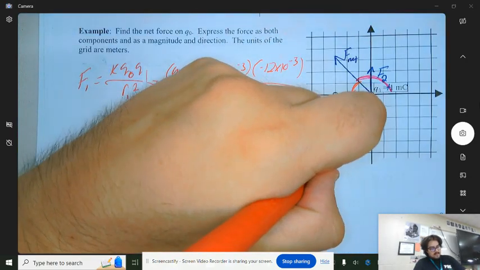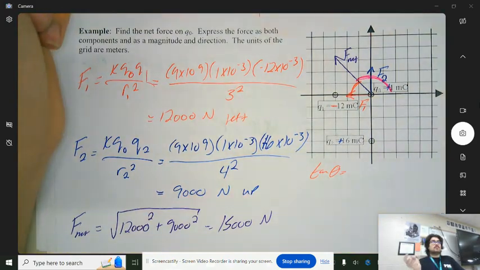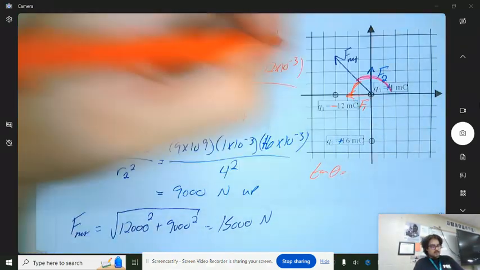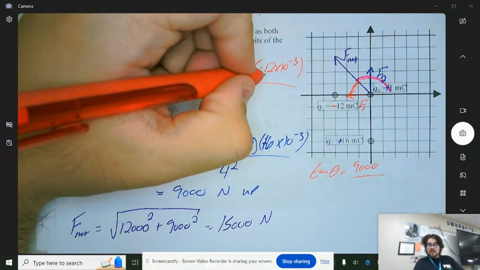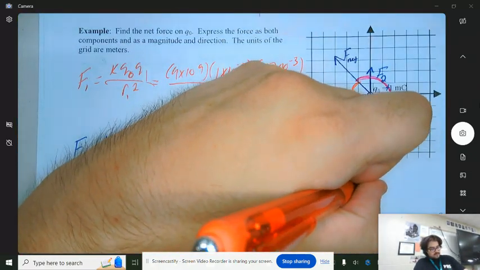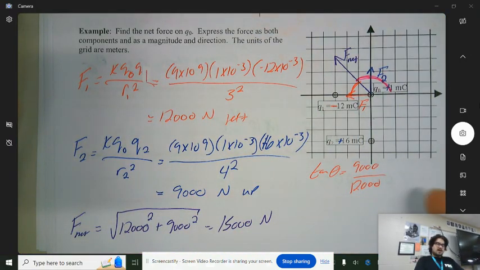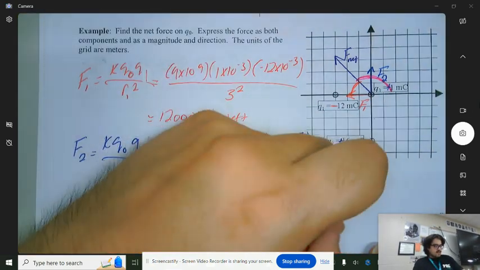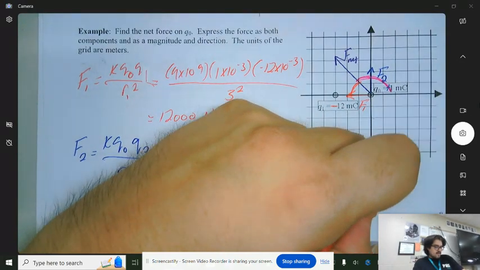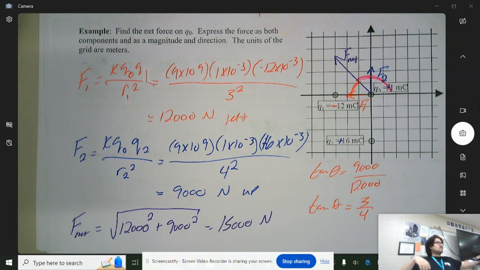So it would be tangent theta is equal to opposite, which would be F2, so 9,000, over adjacent, which is 12,000. Okay. Oh, wait a minute real quickly. 9,000 over 12,000, can that simplify any further? Yeah, it can. We can get tangent theta equals 3/4, right? That makes sense. Oh, and tangent theta 3/4.